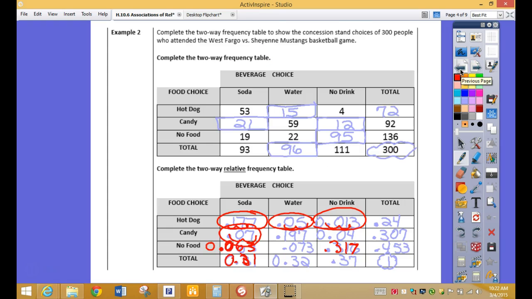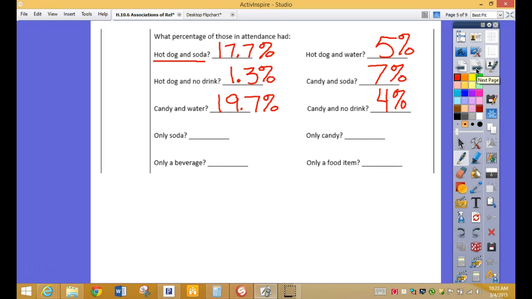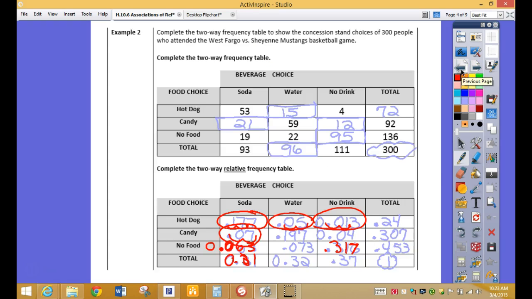You go to only soda. Here's soda and no food. That means they had soda only. No hot dog, no candy. So they had no food. Only a soda is what percent? 6.3%. How about only candy? So here's candy and soda, candy and water, candy and no drink. Right here is 4%.